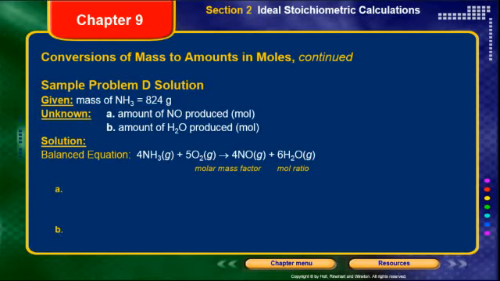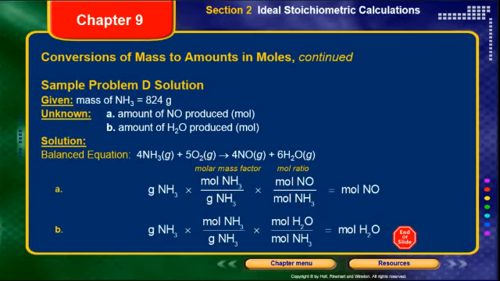For A, I'm going to set up grams of NH3 because that's what I've been given, so I'm going to start there. Set up the molar mass of ammonia as a conversion factor to get into moles. Then I can use the mole ratio of nitrogen monoxide to ammonia to convert to moles of nitrogen monoxide.